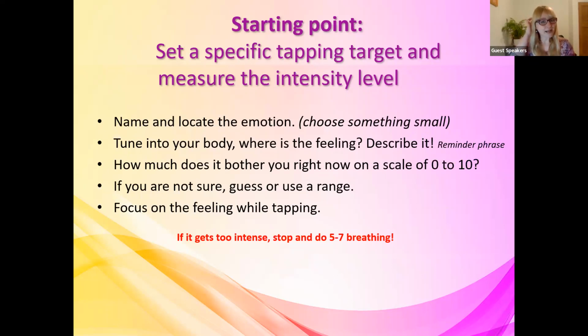Right. Okay, so when you have your target, a specific emotion, and you found where it sits in your body, then think, how much does it bother you right now on a scale from 0 to 10? And then give it a number. See if you can pinpoint it. If you're not sure about the number, maybe guess what number would it be? Or you can use a range. If you're new to scaling or measuring, it might be quite difficult initially to find the right number, but maybe it is somewhere between a 5 and a 7. Then it's probably a 6, or maybe it's between 6 and 7 somewhere.